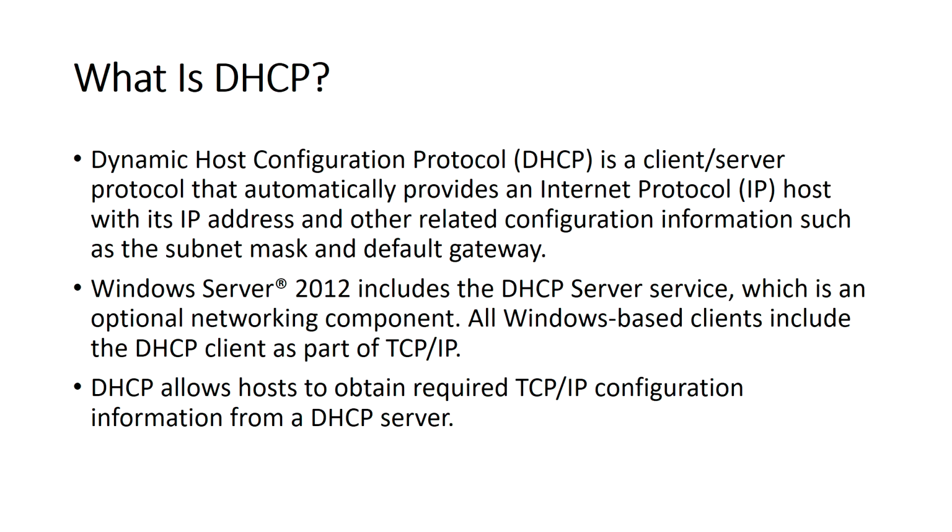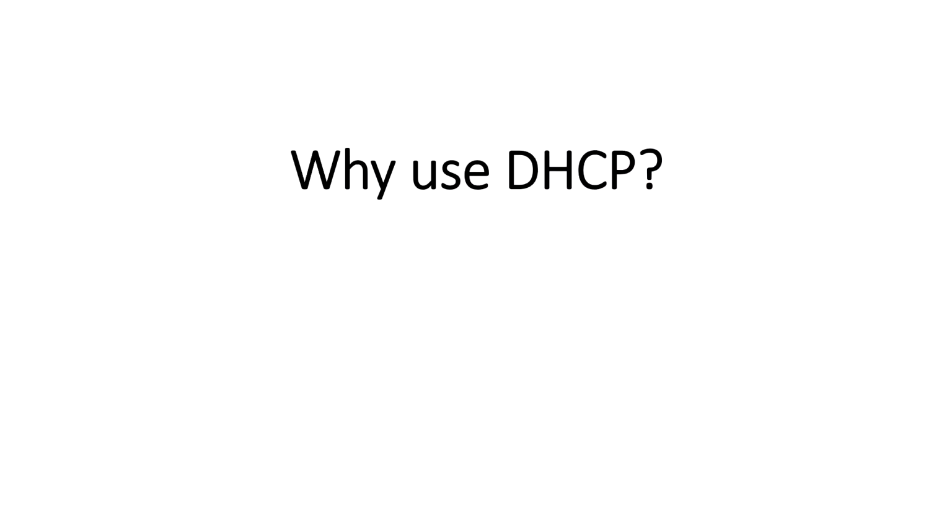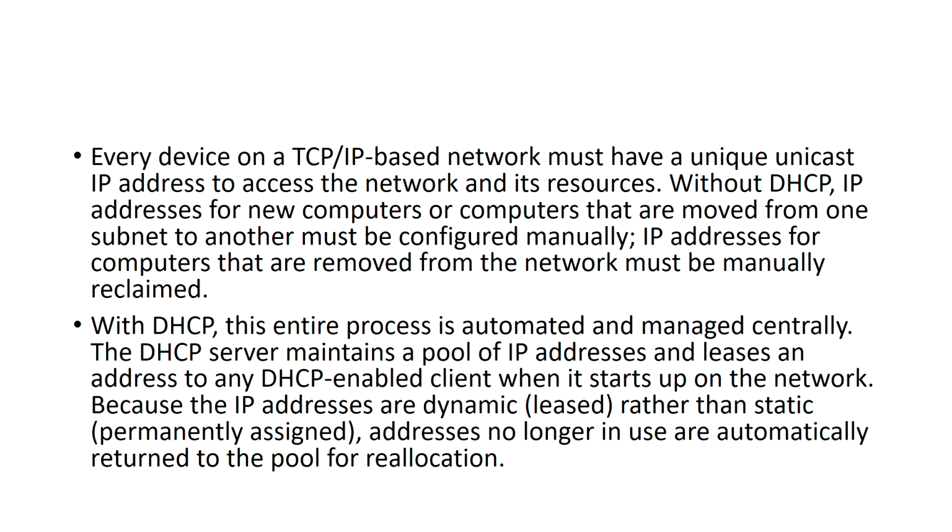So DHCP allows hosts to obtain required TCP/IP configuration information from a DHCP server. So why do we need to use DHCP? Every device on a TCP-based network must have a unique unicast IP address. So just as I said earlier on, for any system to be able to communicate on a network, it needs to have an IP address that uniquely identifies that particular system.